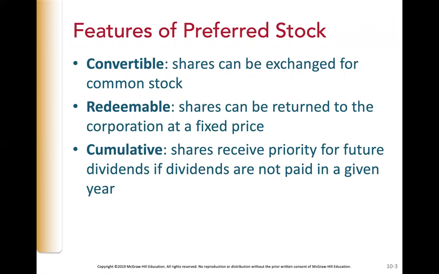Lastly, the most important part that we're going to discuss in this chapter is cumulative. Preferred stock is usually cumulative. If specified dividends are not declared in a given year, they become what's called dividends in arrears, and they accumulate until the company does declare dividends. So if a company doesn't declare and pay any dividends, the company has to pay those dividends to the preferred shareholders for every year they have not been paid, including the current year, before common shareholders receive anything.